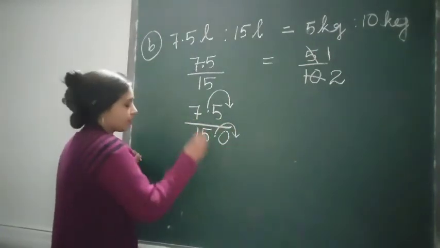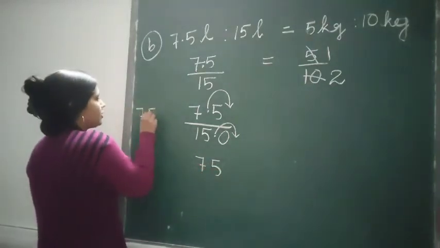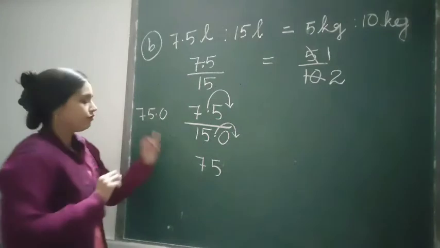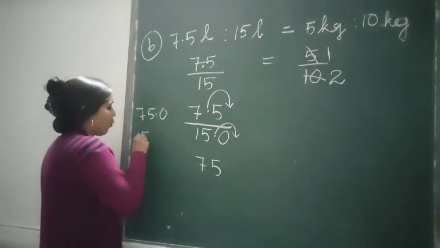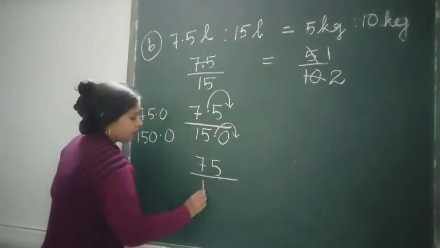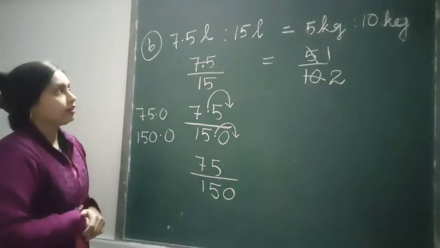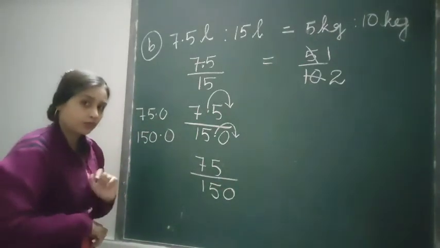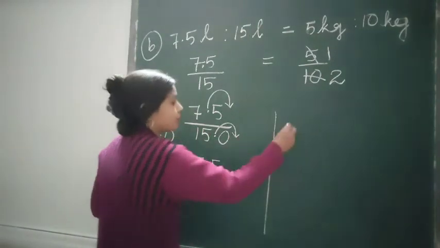Correct? So this becomes what? 75.0, which can be written as 75. And this can be written as 150.0, which can be written as only 150. Okay, children? There is one more method to remove the decimal, and I'll teach you just now. Just wait. See.